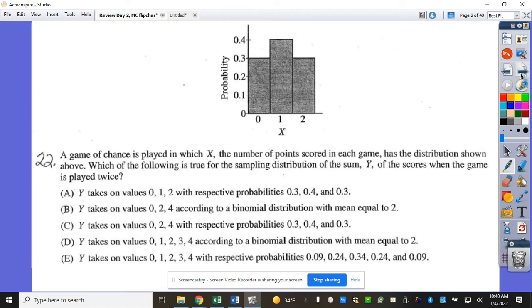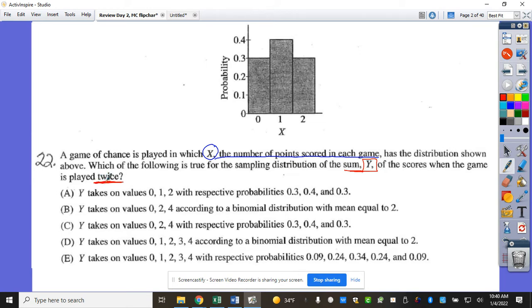So, a game of chance is played in which X is the number of points scored in each game. And it has this distribution. So what are our possible outcomes in the game? 0, 1, and 2. And it tells us our different probabilities, 0.3, 0.4, 0.3. Which of the following is the sampling distribution for the sum if we play the game twice?